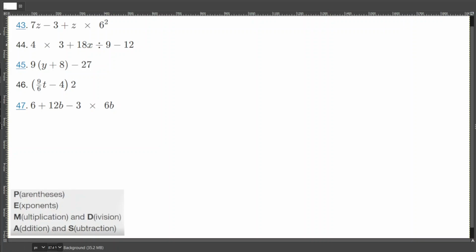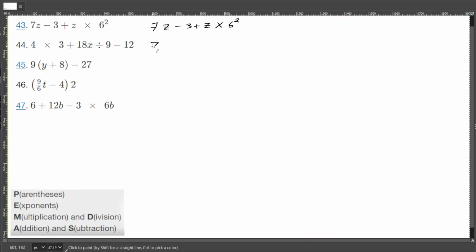So the first one I'm seeing here, 7z plus z. This is going to be an interesting one. And we also have an exponent, so let me just start by copying it. So we have 7z minus 3 plus z times 6 squared, right? Okay, so we should see what we can simplify. We should go top down, see if there's anything we can do.